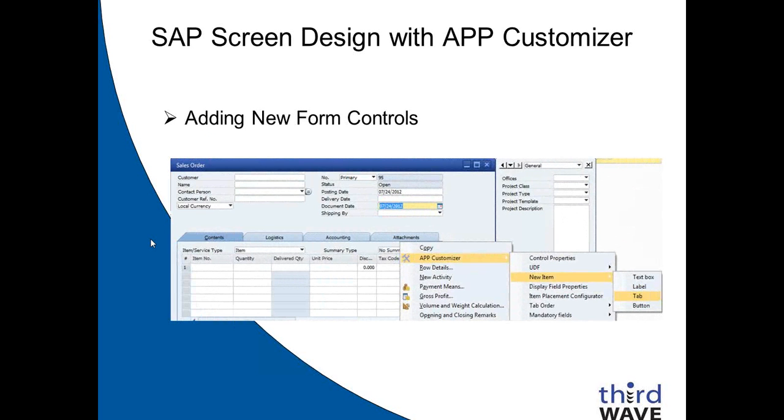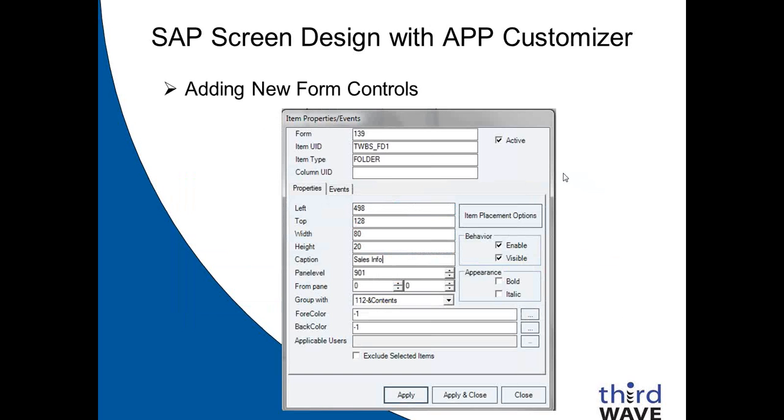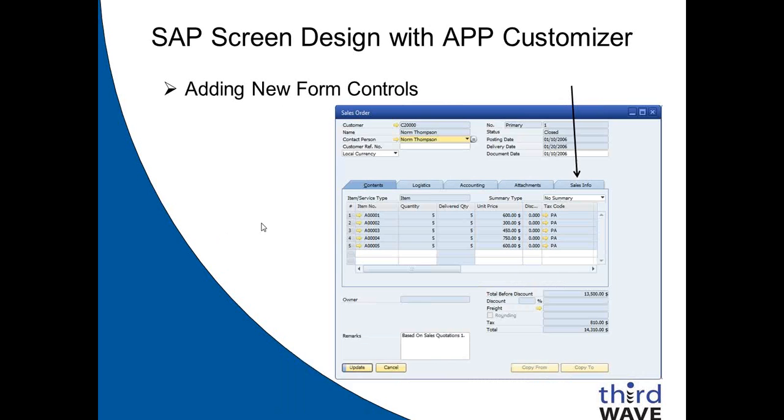In addition, APP Customizer allows you to add new controls to the windows. So, for example, if you wanted to add a new tab, that's something that comes up with sales orders. With APP, this is easy. You just right-click on the existing tab set, and you can choose APP Customizer, New Item, and then just select Tab. And once you do that, you'll be prompted for the form controls. On the form controls, you can change the caption because you don't want it to be called New Tab. You can change it to be Sales Info or something like that, and apply the changes, and voila, you get your Sales Info tab.